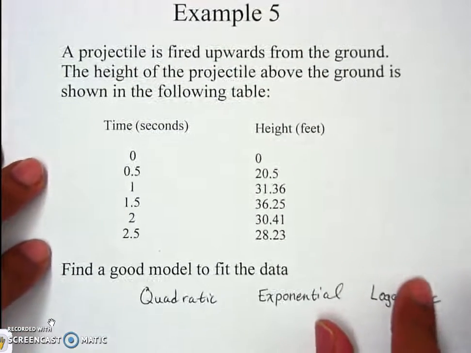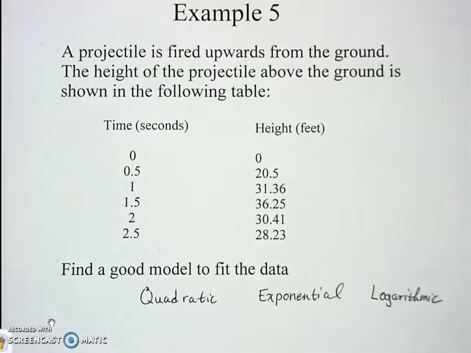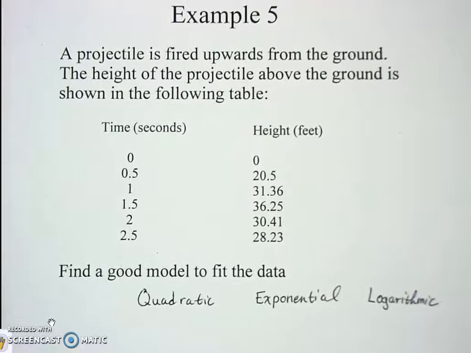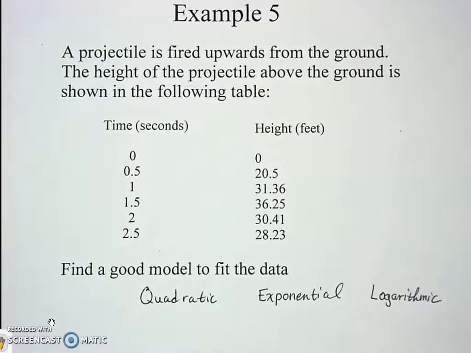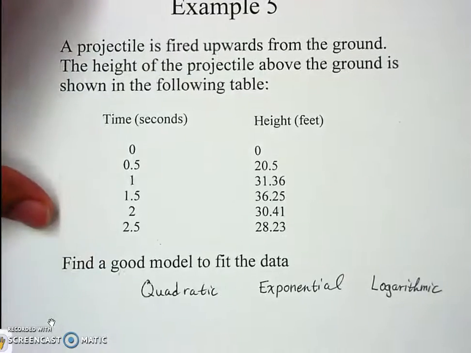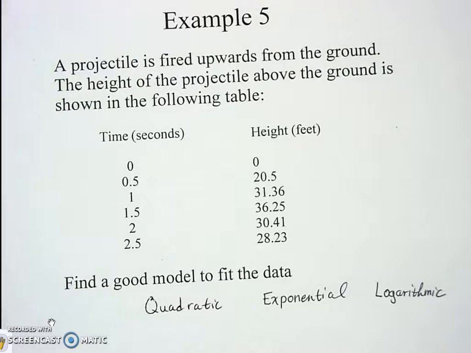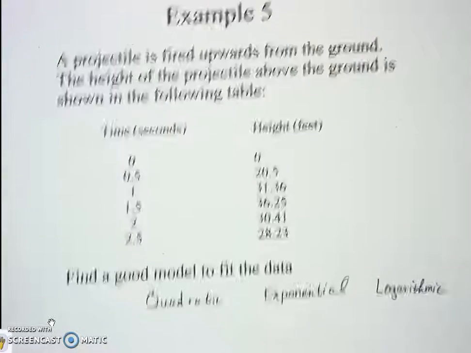So here, example 5 says a projectile is fired upwards from the ground. The height of the projectile above ground is shown in the following table. They give you the seconds, the time, and they give you the height. We're going to see which one is the best model. Is it quadratic, exponential, or logarithmic? I want you to be able to see those and how those work too, so that you're not confused when it comes time for your task, your regression task, your data analysis task.